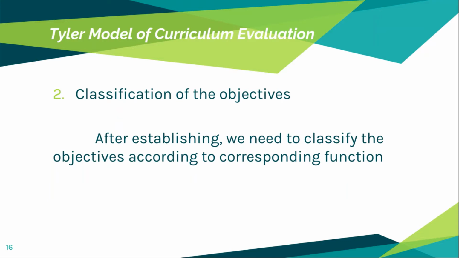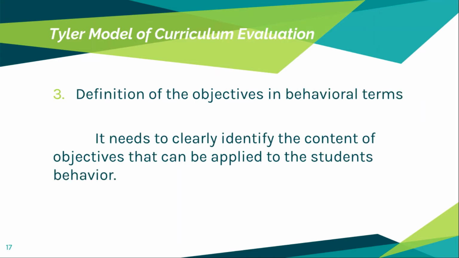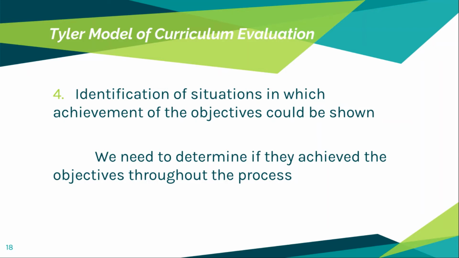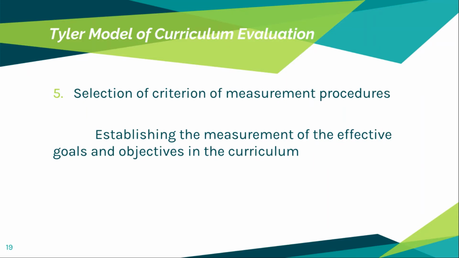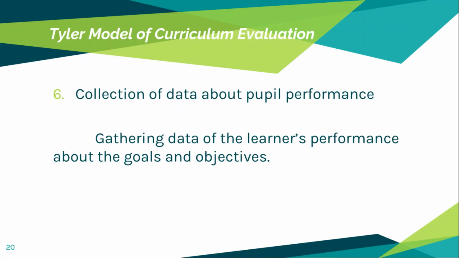Second, classification of the objectives. After establishing, we need to classify the objectives according to corresponding function. Third, definition of the objectives in behavioral terms. It needs to clearly identify the content of objectives that can be applied to the student's behavior. Fourth, identification of situations in which achievement of the objectives could be shown. We need to determine if they achieve the objectives throughout the process. Fifth, selection of criterion of measurement procedures. It is establishing the measurement of the effective goals and objectives in the curriculum.